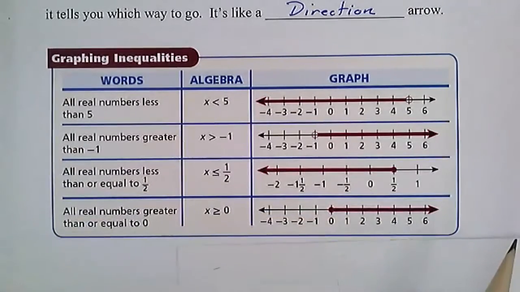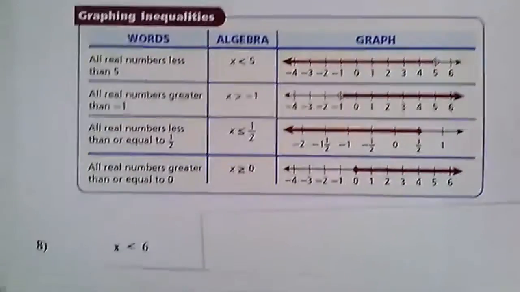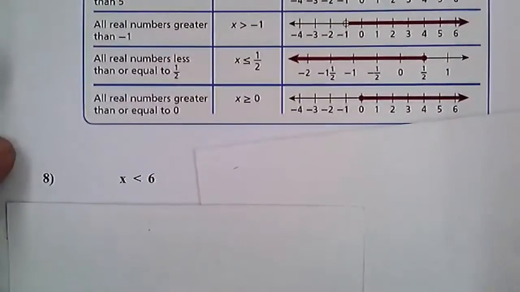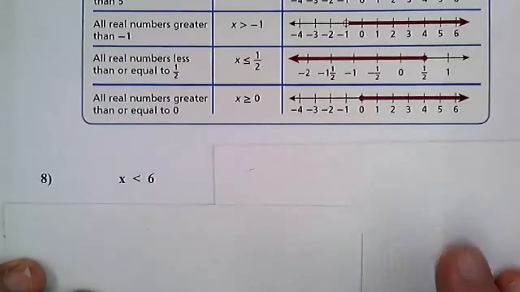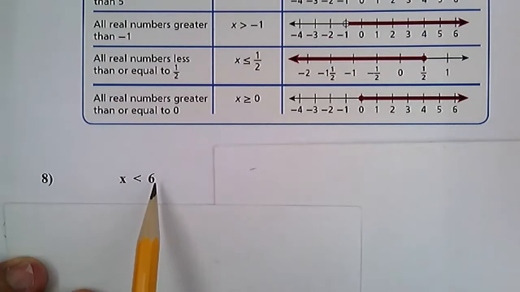All right, so now let's try a couple on our own where we graph. If I look at number 8 here, let me move this up for you. We're not solving anything. We already have our solution. It's telling us all numbers less than 6.